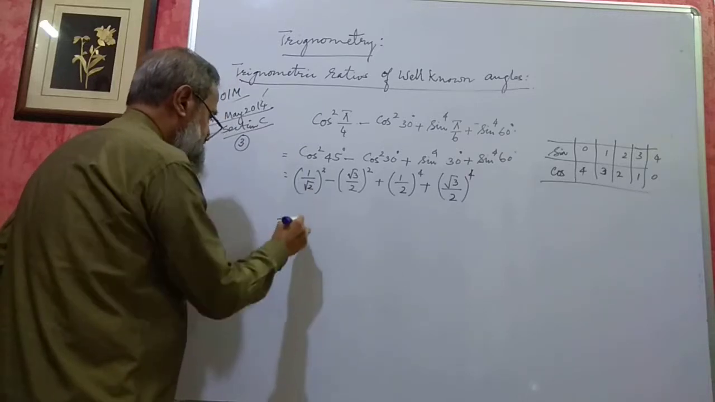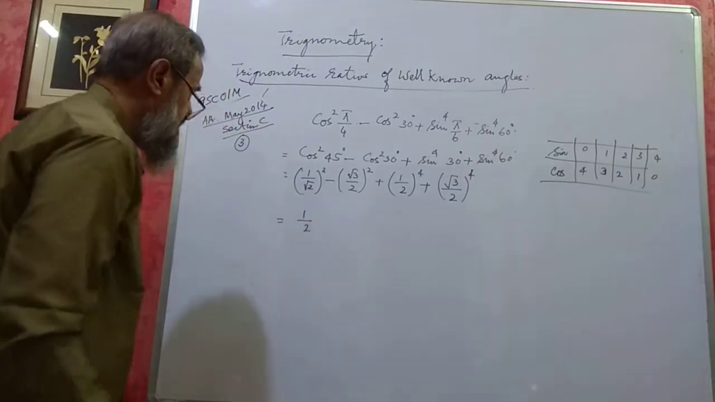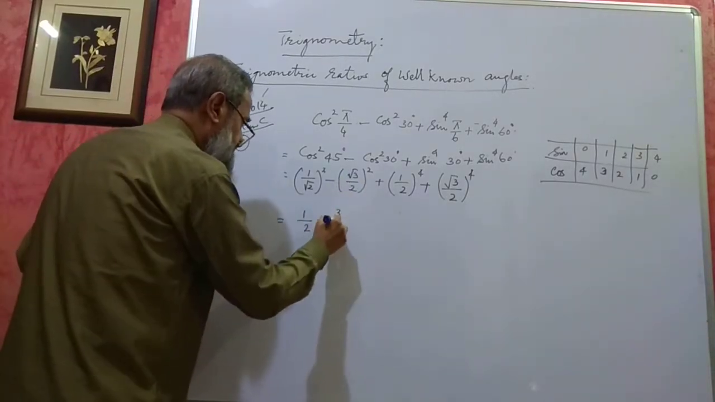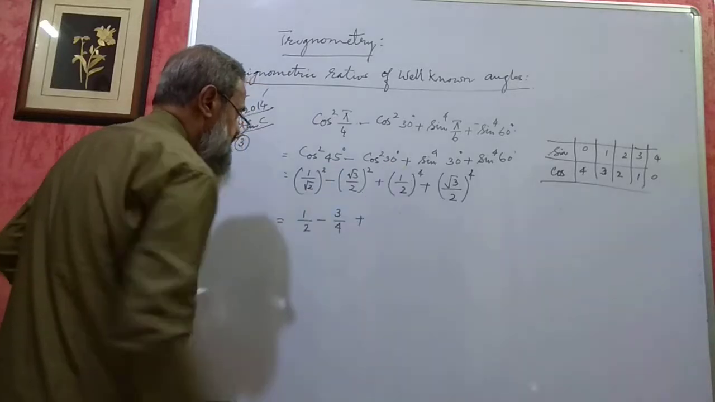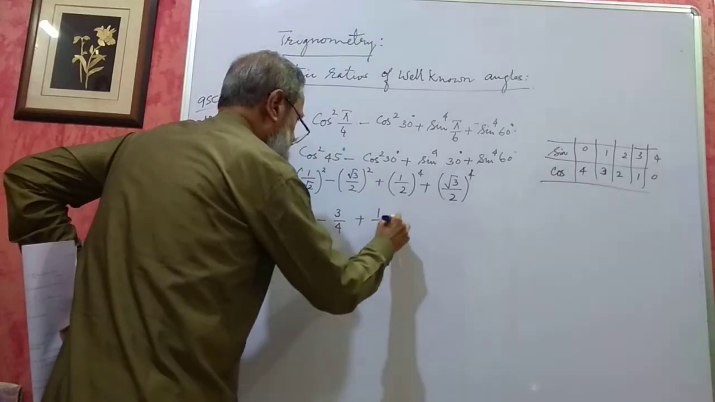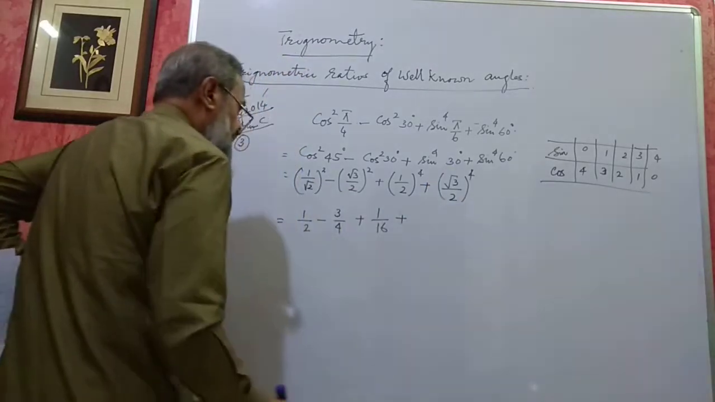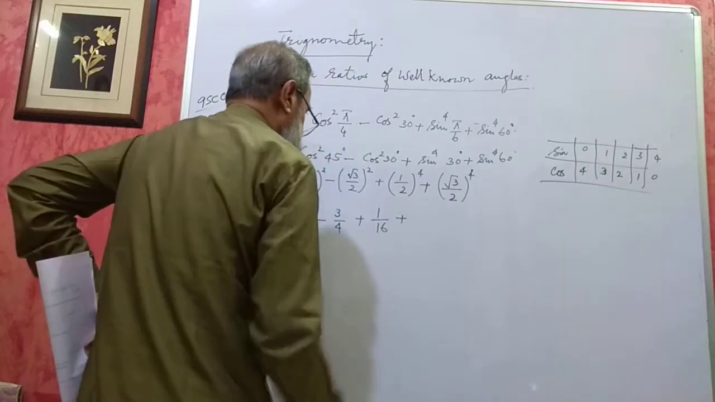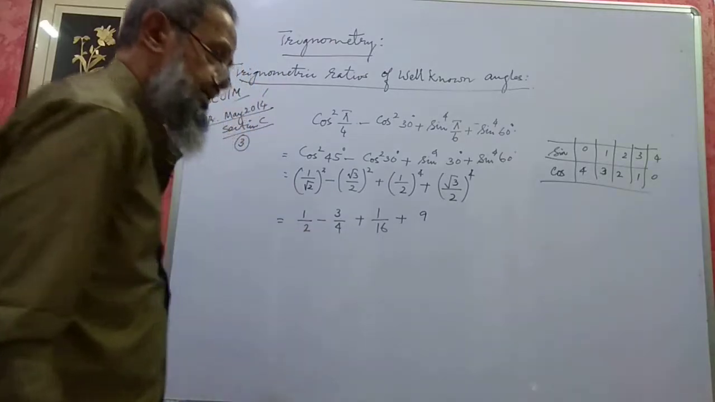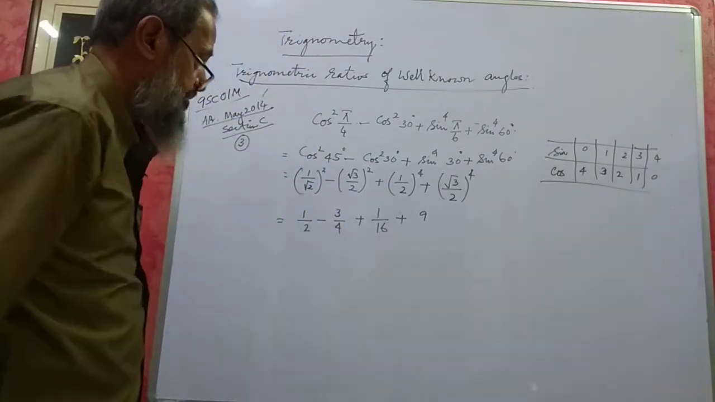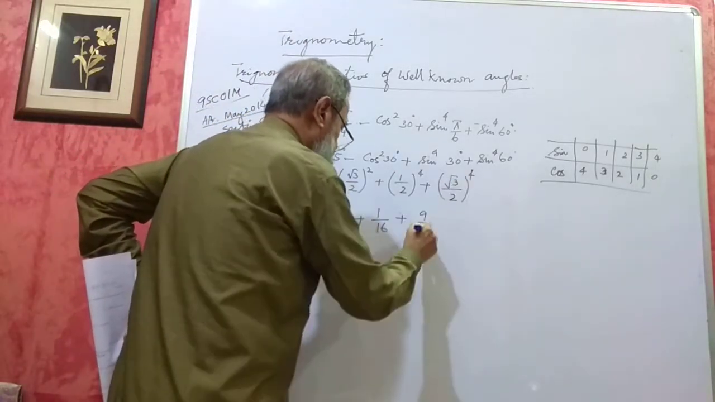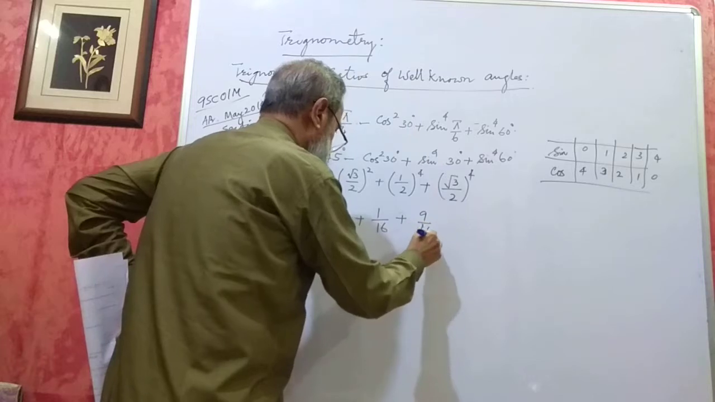So here it will be 1 by 2 square of root 2 is 2, minus 3 by 4, plus 2 to the power of 4 is 16, so 1 by 16, plus root 3 to the power of 4 means it will be 9. It will be 81. 3 to the power of 4 is 81, 3 into 3 into 3 into 3, 4 times. It will be 81. Square root of 81 will be 9, divided by 2 to the power of 4.